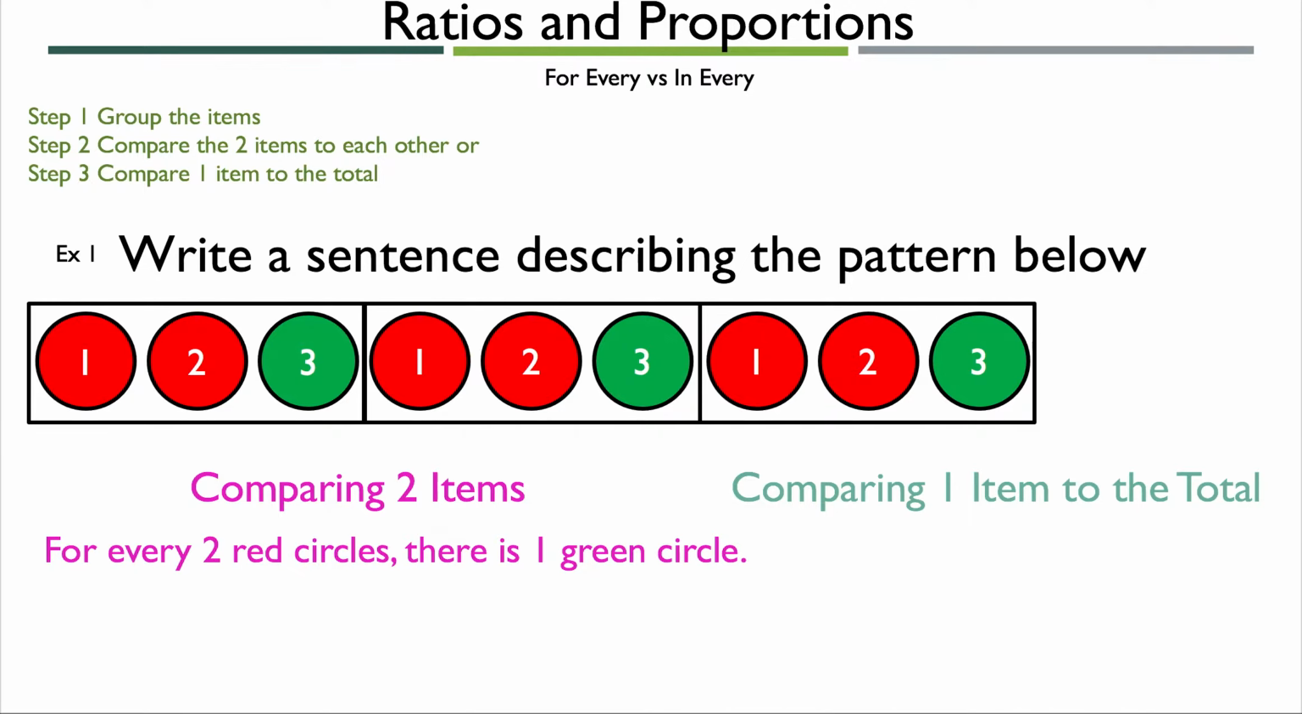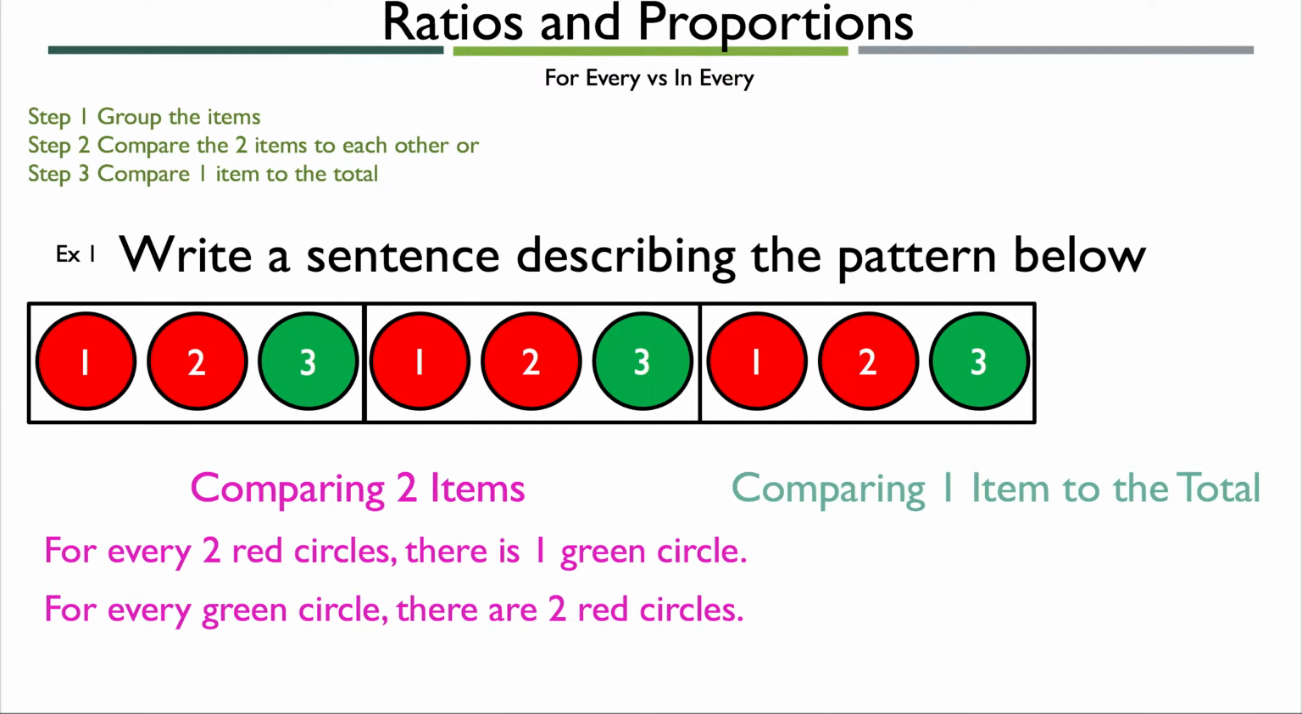As you can see, now it is for every two red circles, there is one green circle. Now you may be wondering what happens if you choose the other way. You can do it. So we can write for every green circle, there are two red circles. Okay, that's comparing two items. So you're comparing two items in one particular group.